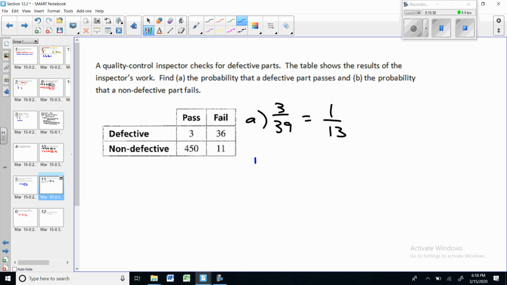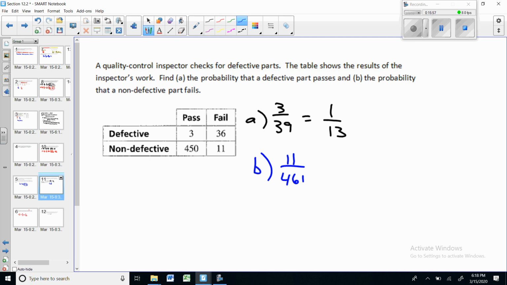Okay, now for part B, we want to find the probability that a non-defective part fails. So we take a look, we see 11 non-defective parts fail out of our non-defective parts total, which is 461. And that does not simplify. Are there any questions?